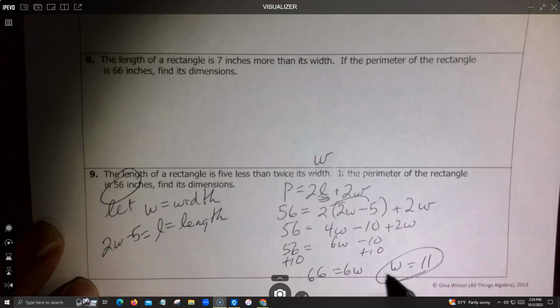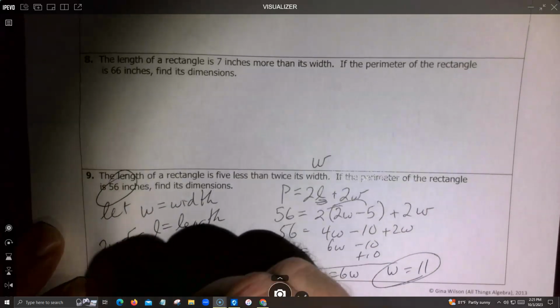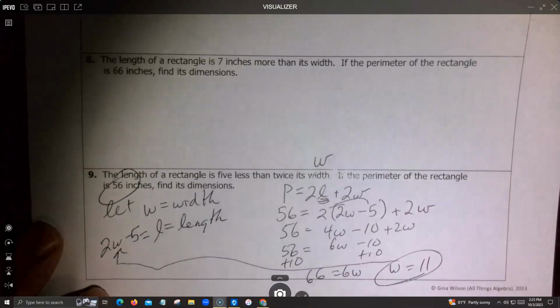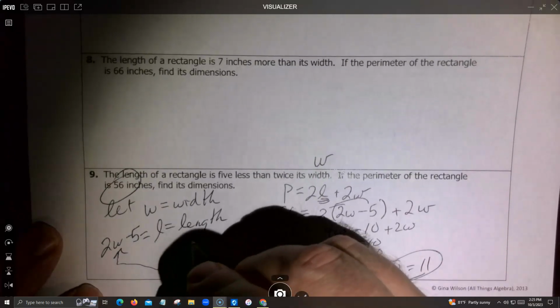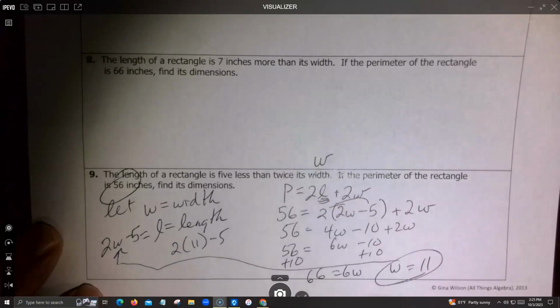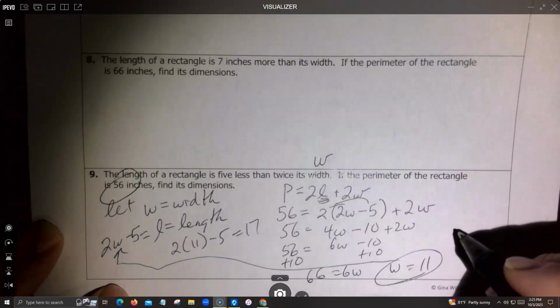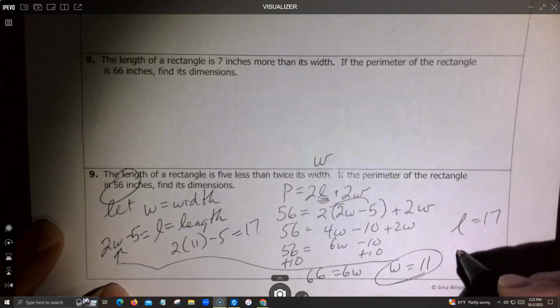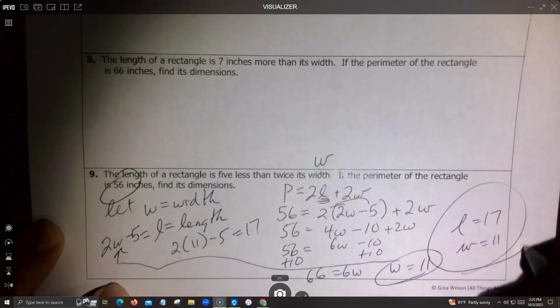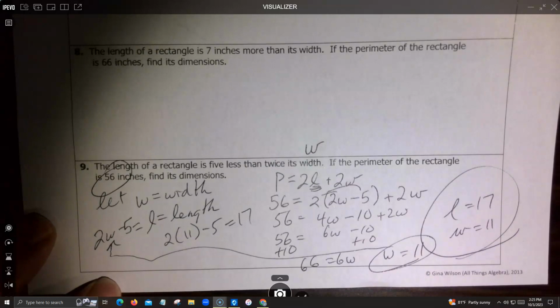All right, remember that we take this and plug it in way over here to get our length. So 2 times 11 minus 5. 2 times 11 is 22, minus 5 is 17. So our length is 17 and our width equals 11. And there we go. And that's how you do these.